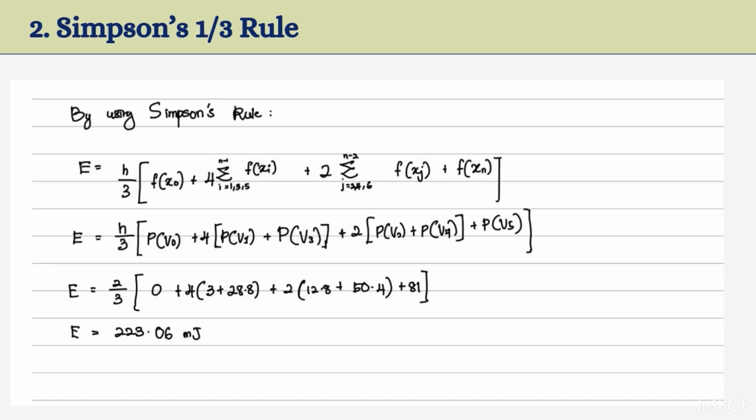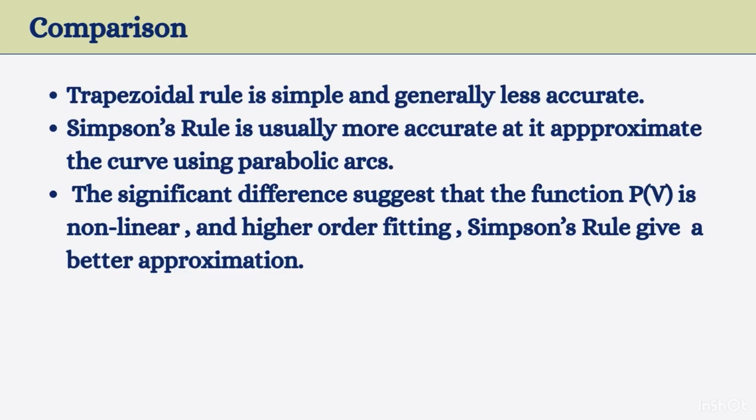And let's continue with Simpson's rule. This is the formula for Simpson's rule, and we change to the power. From the table before, we calculate each power and key in each power in the formula by finding the odd power and even power. And here we will get the answer, which is 223.06 millijoule. And they have a big difference, so we make the comparison.